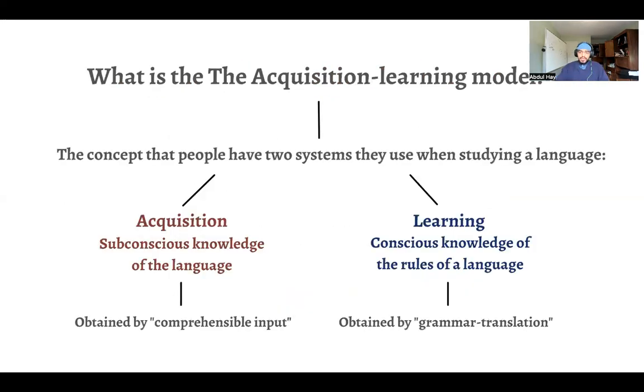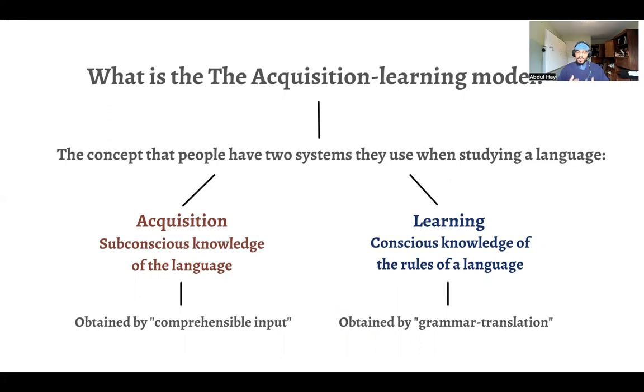So what is the acquisition learning model? The acquisition learning model is the concept that people have two systems they use when studying a language: the acquisition system and the learning system. The acquisition system is a subconscious knowledge of that language.